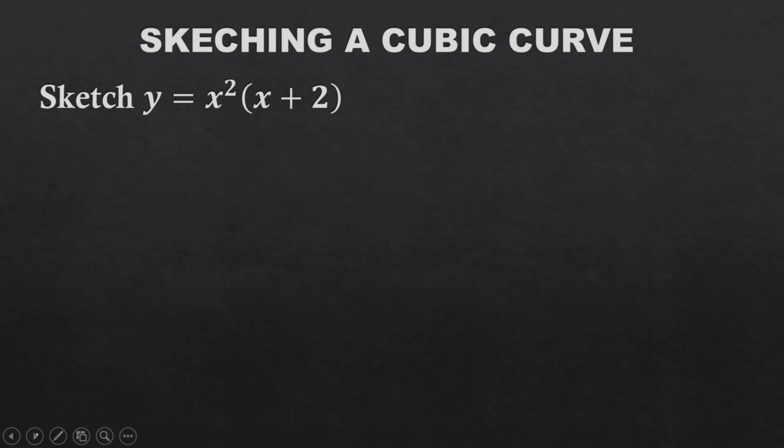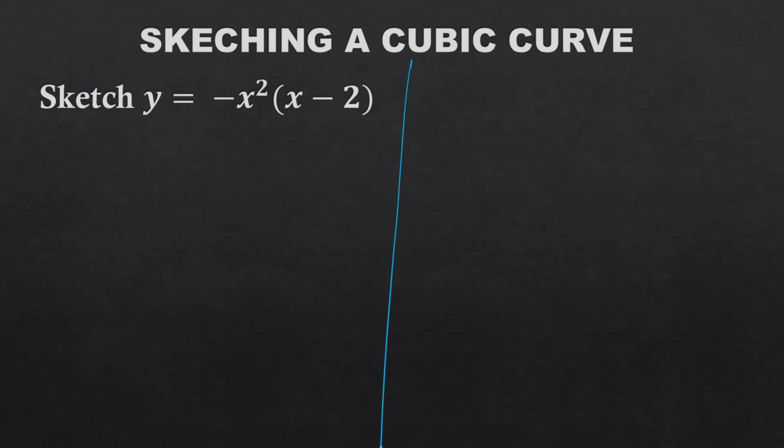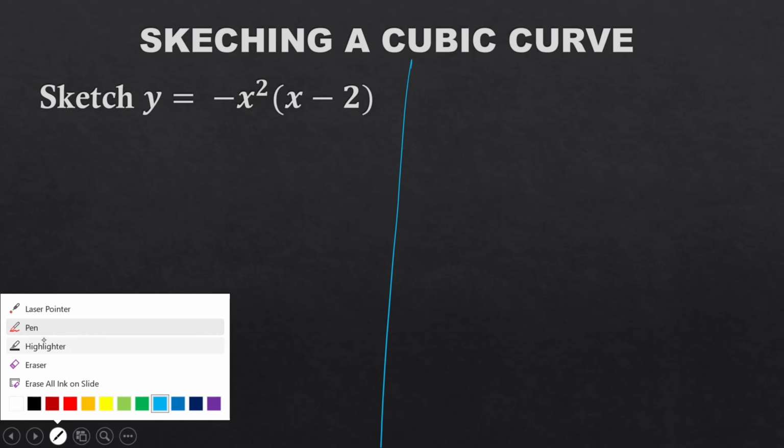Please, I would like you to try this. Tell me what you got in the comment section and tell me how the graph behaves. Let's move to the last question. In this last question, you will now see that something is different. We have a leading coefficient with a negative sign.